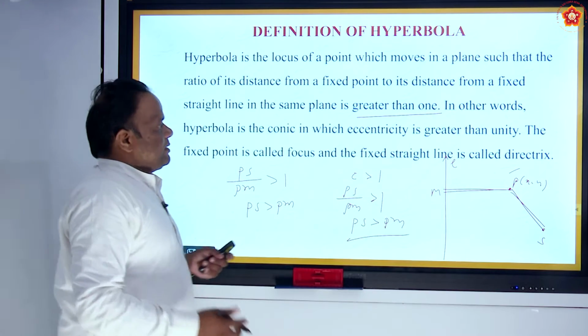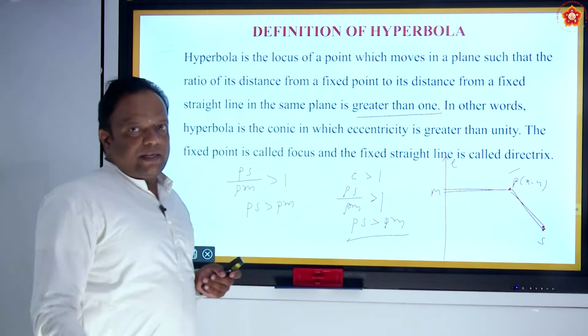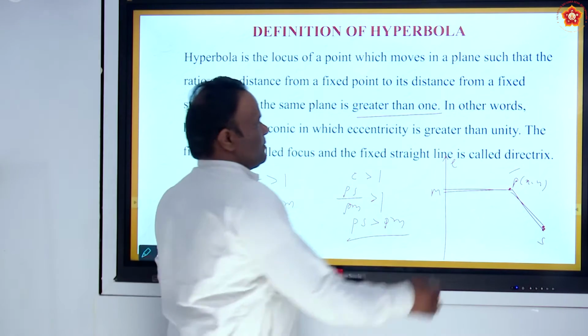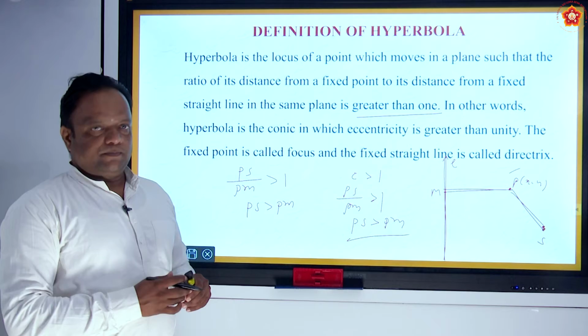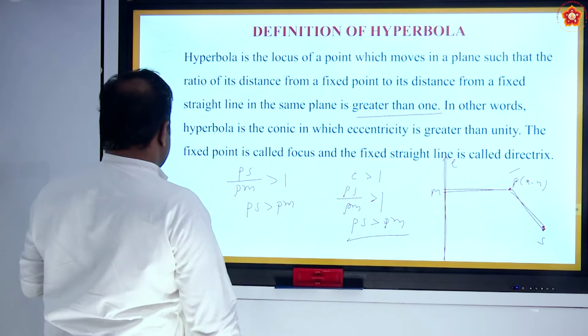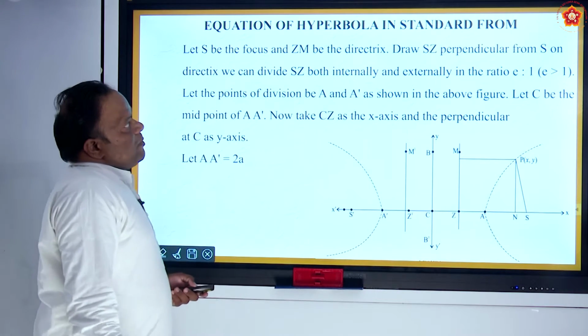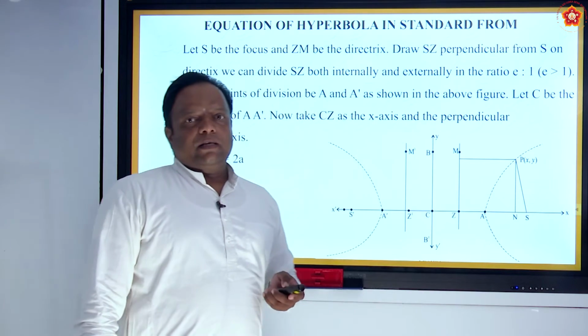The fixed point is called the focus, as we already learnt in the parabola and the ellipse also. And the fixed straight line is called the directrix of the hyperbola. Let us start the derivation: the equation of the hyperbola in the standard form. See the derivation. What is the equation of the hyperbola?